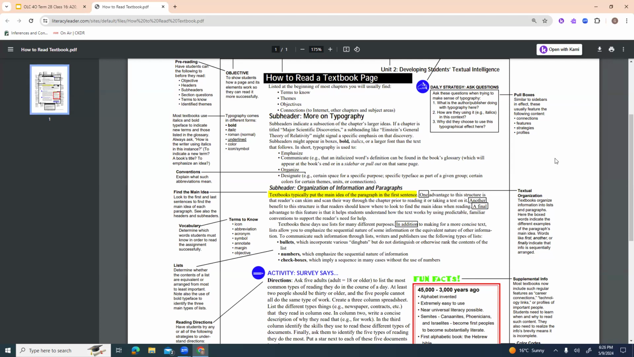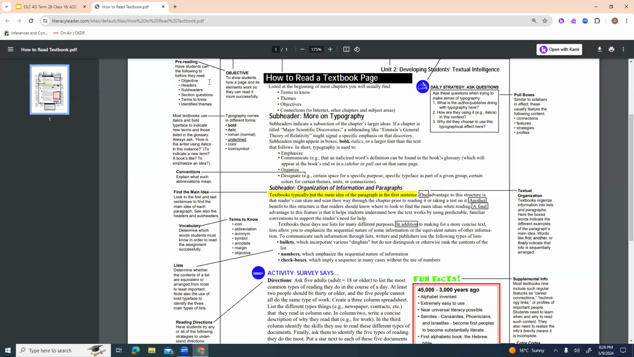Let's see. Pull boxes. Pull boxes are similar to sidebars. They often have the following content, things like connections, features, strategies, profiles. So, oh, pre-reading. Before, let's see, hang on a second. Have they phrased that, something's weird there.